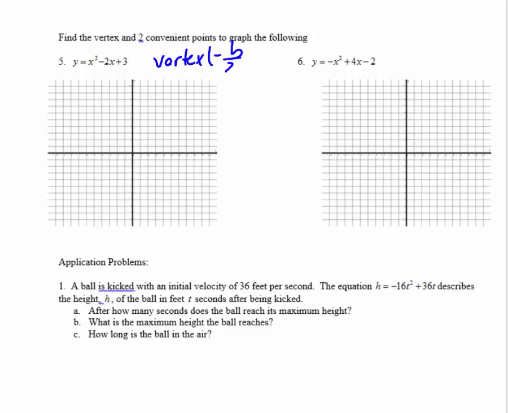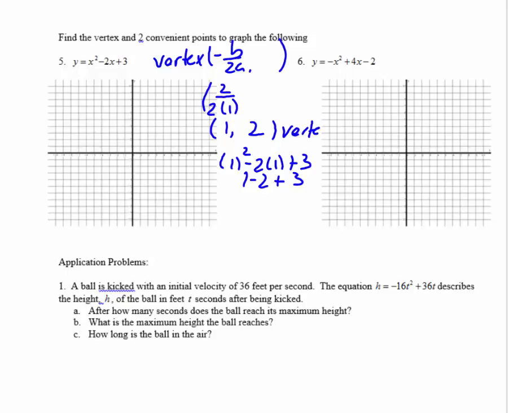We do opposite of b over 2a, and then we plug that number back in. So opposite of negative 2 would be positive 2, all over 2 times a, and a is 1. So the x part of my vertex is 1. When I plug that back in, I end up with 1 squared minus 2 times 1 plus 3. 1 squared is 1, minus 2 plus 3 is 2. So my vertex is (1, 2).